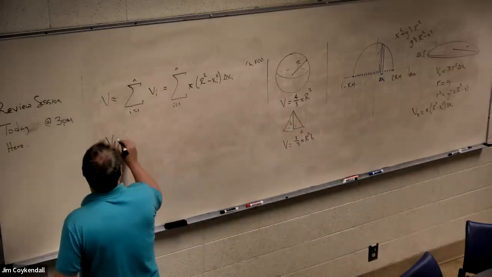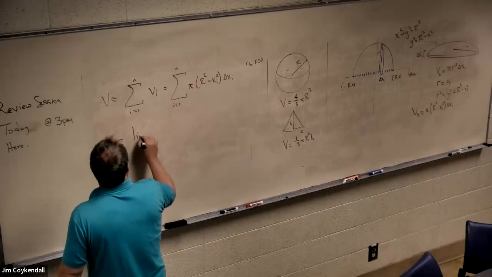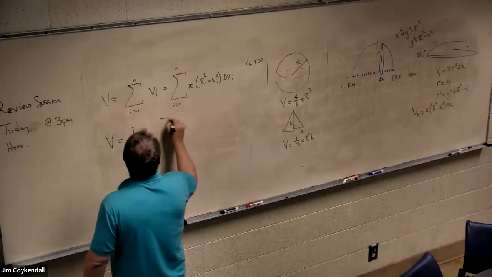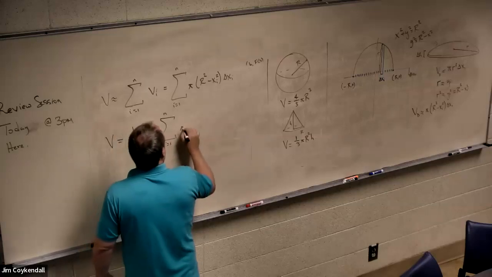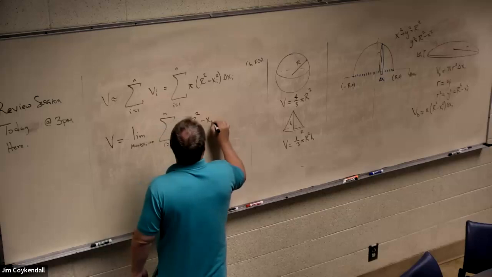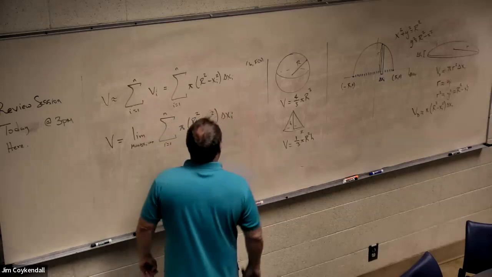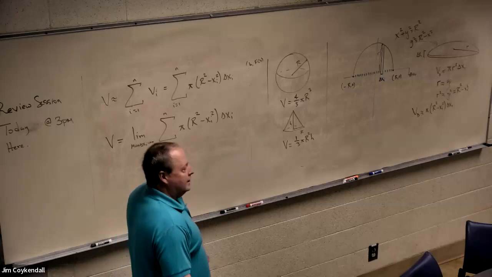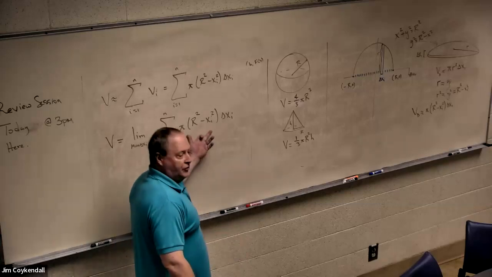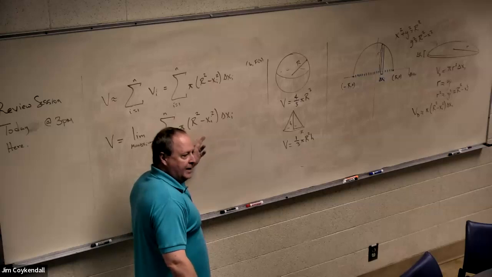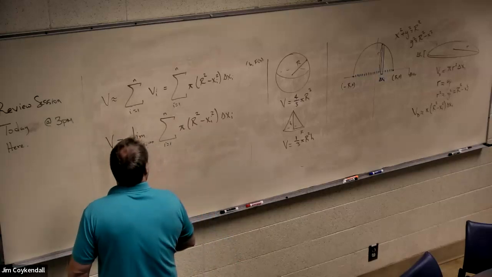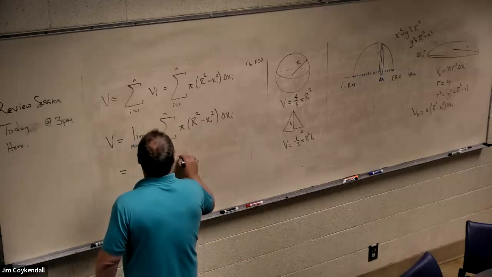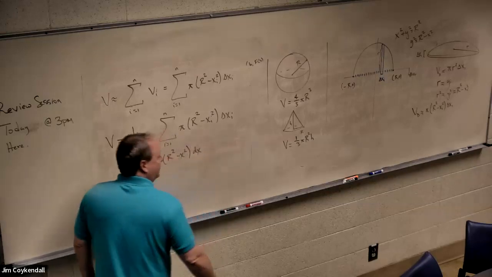So the volume should be the limit as even the thickest record goes to 0. This is a Riemann sum again. What does a limit of sums become? An integral. This is the integral of pi times r squared minus x squared dx.